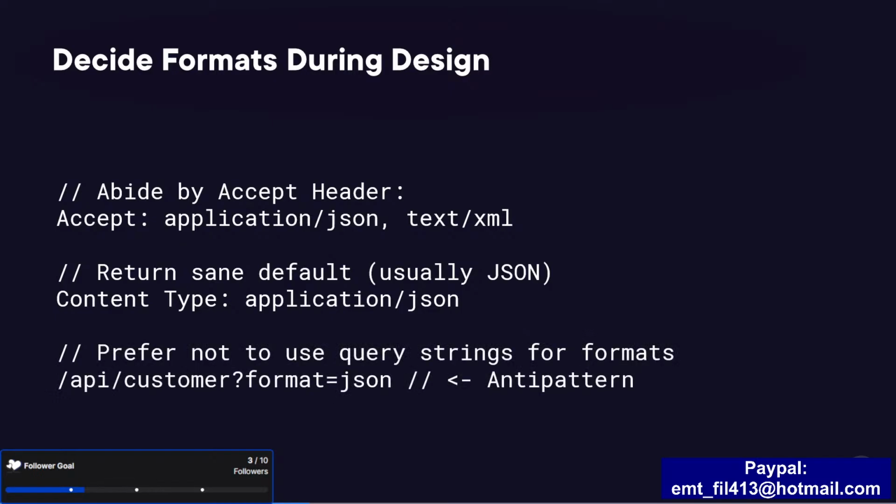I personally prefer not to use query strings for those formats because it doesn't really allow you to deal with a larger set of them. And you're going to really invent your own URI pattern for something that already exists. Accept and content type are two headers that are very commonly used. And this is specifically for what it is.